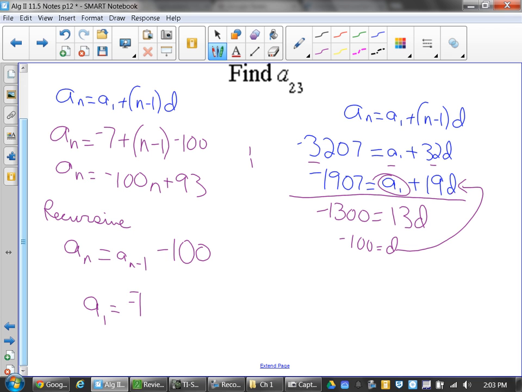I distributed the negative 100 to the n minus 1. I got negative 100n plus 100. And then I combine like terms. At this point here, I have negative 7 minus 100 and plus 100, which gets me here. All I do is just chop that out.